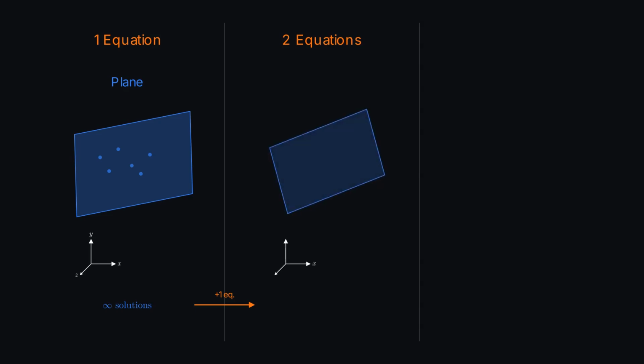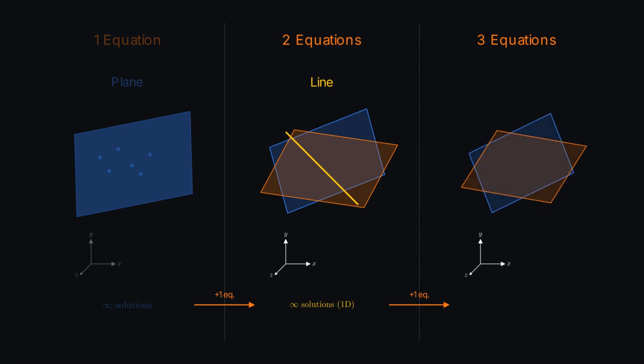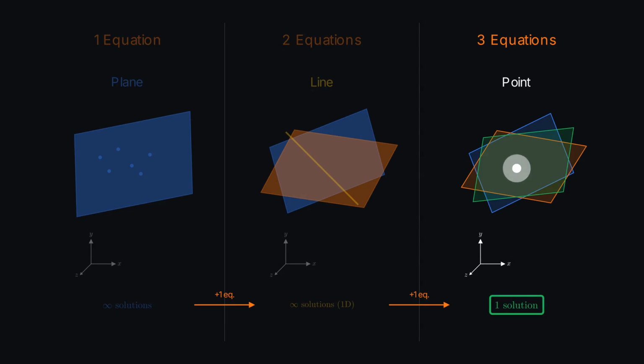Now add a second equation. This gives us a second plane. Two planes typically intersect along a line. So we still have infinitely many solutions, but now they are confined to just one dimension, that line of intersection. Finally, add the third equation, which introduces a third plane. Three planes typically meet at a single point. That point is the one and only solution to the system.